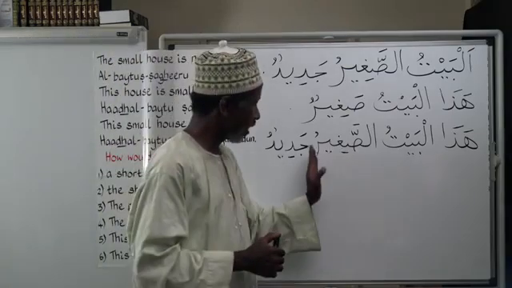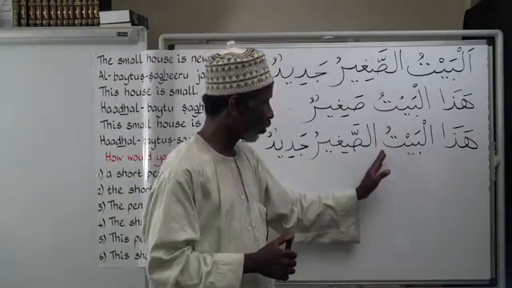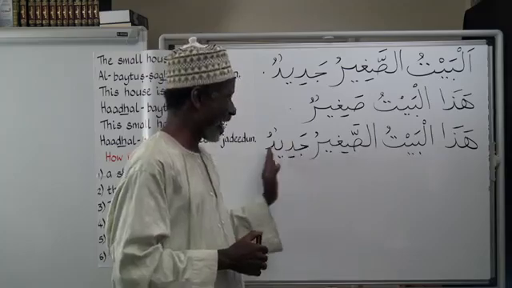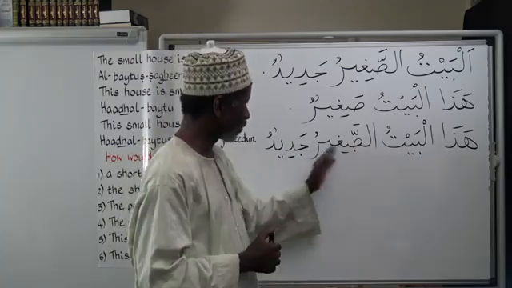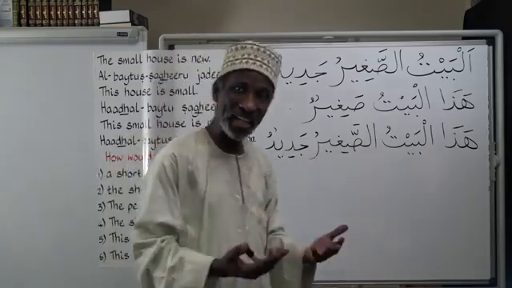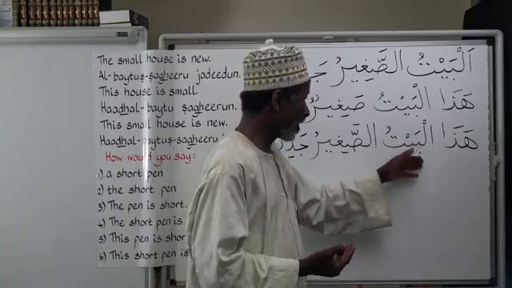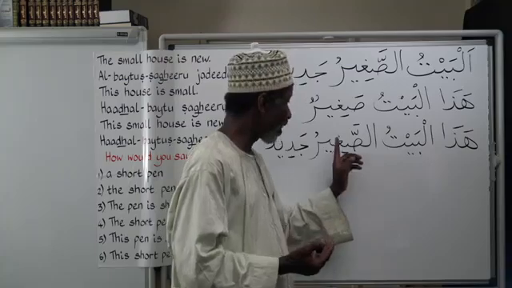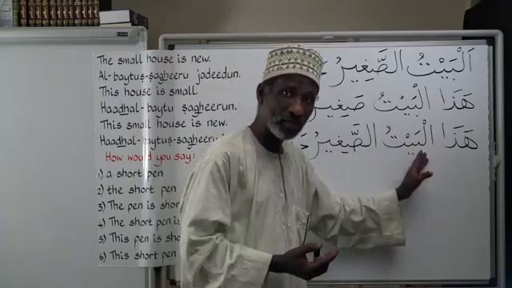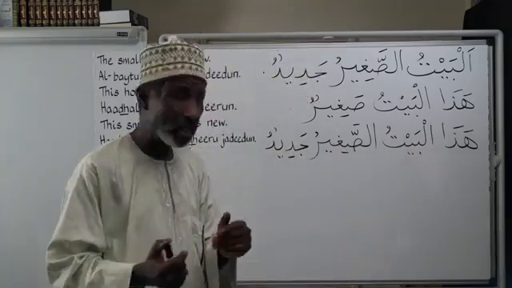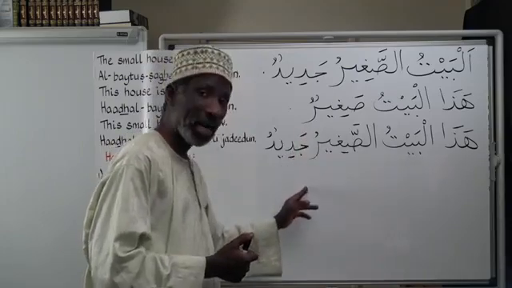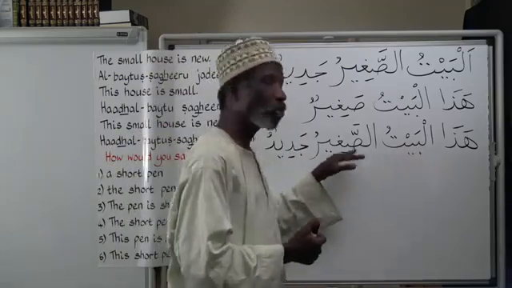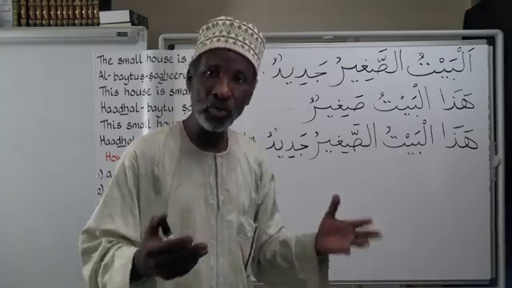So now what you have is this house, the small, new. In English, you say this small house is, that's a verb to be. So it is embedded here in Arabic. هذا البيت الصغير جديد.